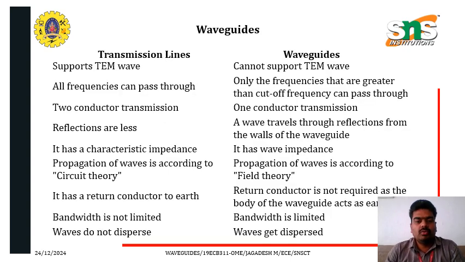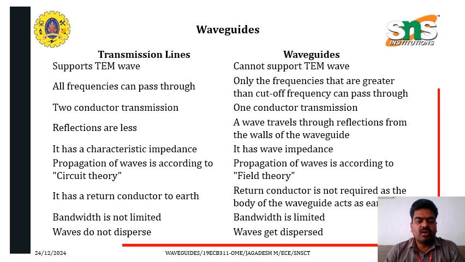And when the waveguide is considered, we must know the difference between a transmission line and a waveguide. The differences are listed here. The first difference: a transmission line supports a TEM wave, and a waveguide cannot support a TEM wave. In a transmission line all frequencies can pass through; here, only frequencies greater than the cutoff frequency can pass through. Two conductors transmission, one conductor transmission. Reflections are less in a transmission line; in a waveguide, a wave travels through reflection from the walls. A transmission line has a characteristic impedance; a waveguide has a wave impedance.